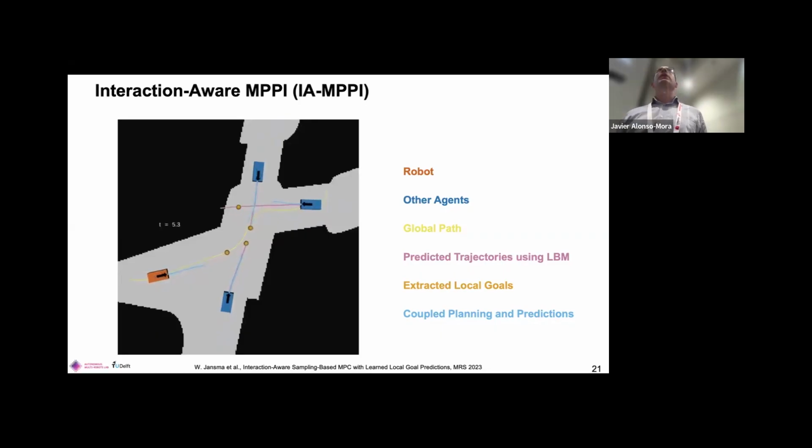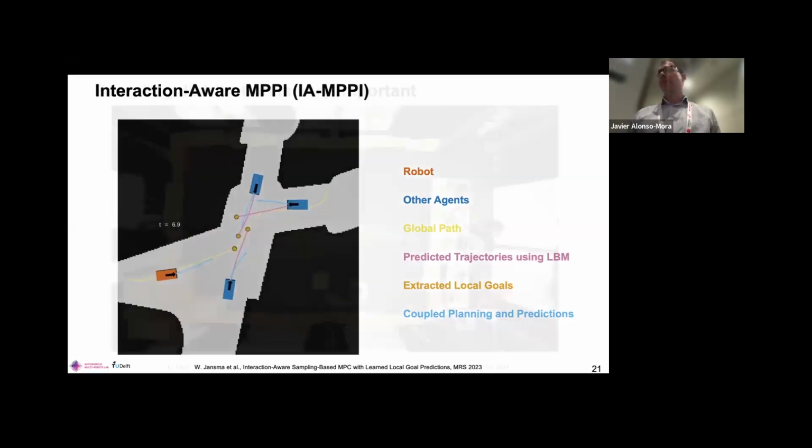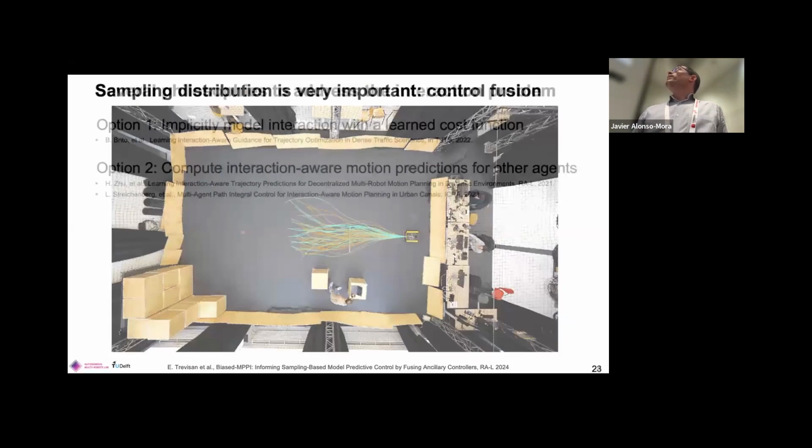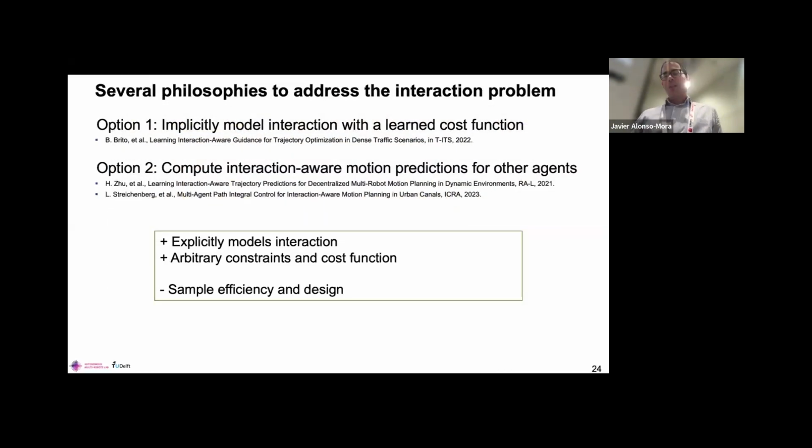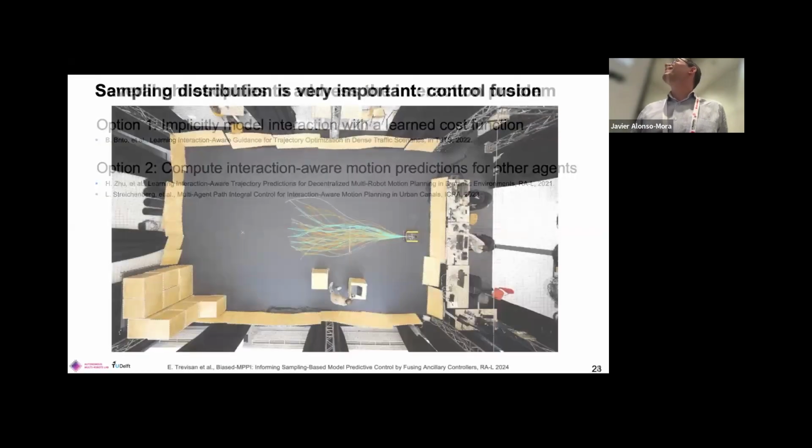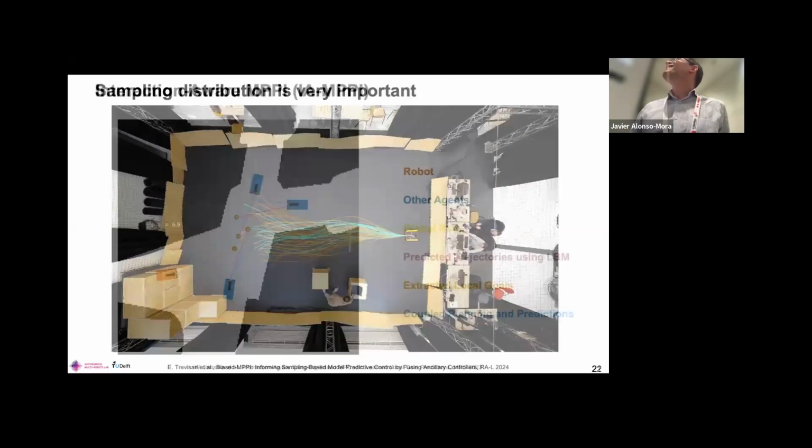But with MPPI, thanks to this interaction-aware sampling of trajectories, you get the behavior that some will make room for the others so that they can all nicely interact. So, yeah, that was for the interaction-aware MPPI.